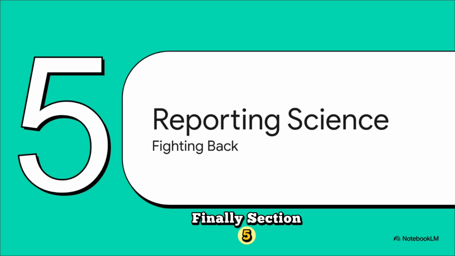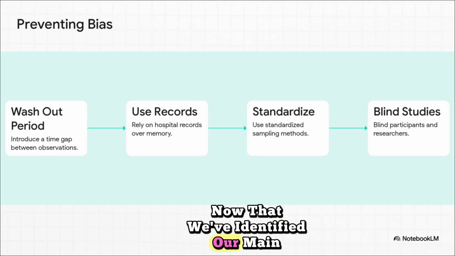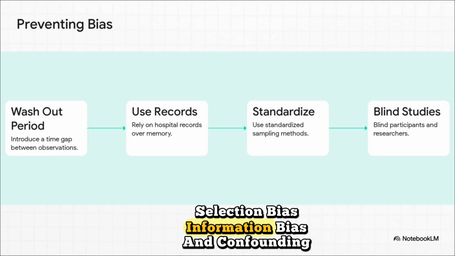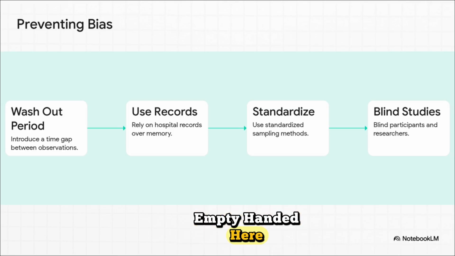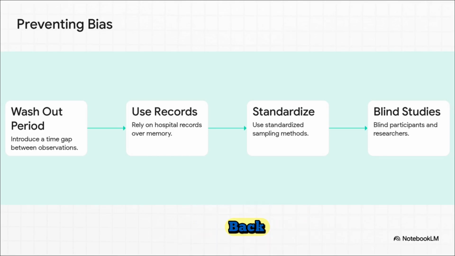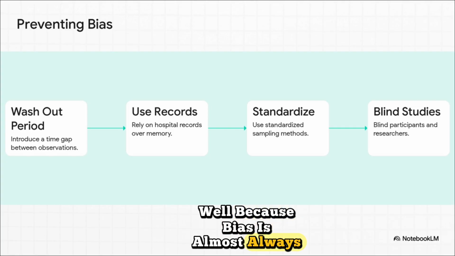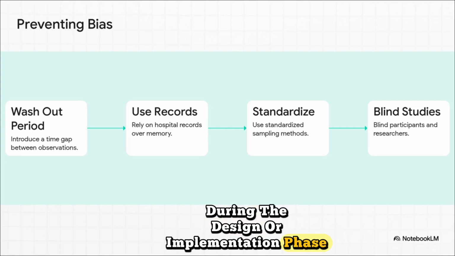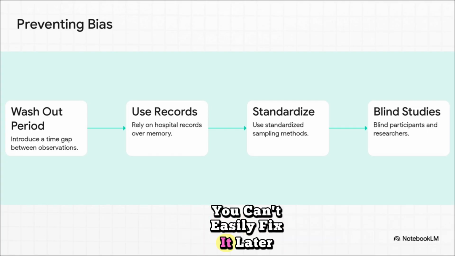Finally, Section 5, reporting better science. Now that we've identified our main culprits, selection bias, information bias, and confounding, we aren't just going to leave you empty-handed here. Let's transition to the solutions. How is the scientific community fighting back? Well, because bias is almost always introduced during the design or implementation phase of a study, you can't easily fix it later with math. You have to prevent it up front.